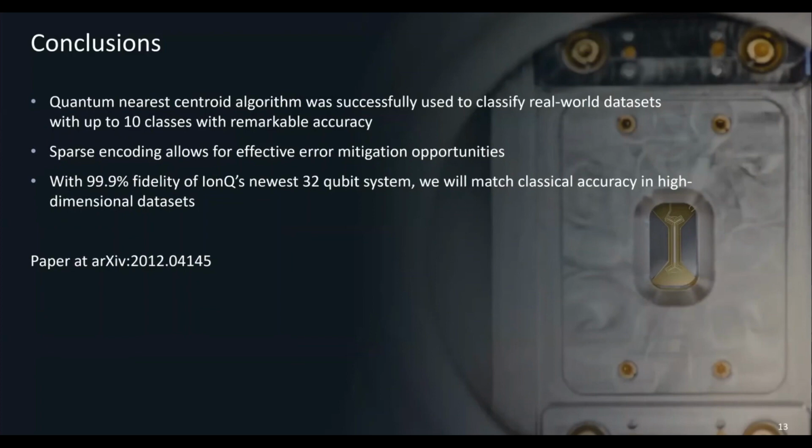We showed you how the quantum nearest centroid algorithm was successfully implemented on IonQ systems. It was used to classify data sets with up to 10 classes with remarkable accuracy. One of the key design choices that allowed this success was the choice of a sparse encoding technique that allows for effective error mitigation. We're confident that with the 99.9% fidelity of IonQ's newest 32 qubit system, we will be competitive with classical classifiers in even higher dimensional data sets. And of course, you can find the paper on arXiv.